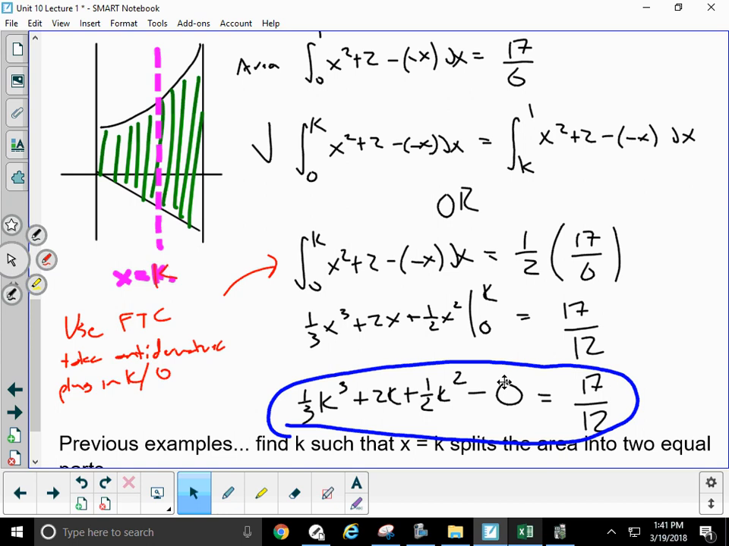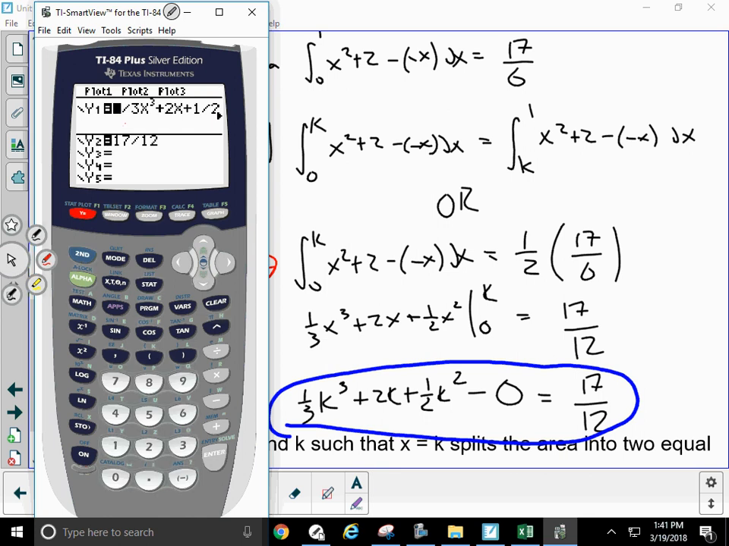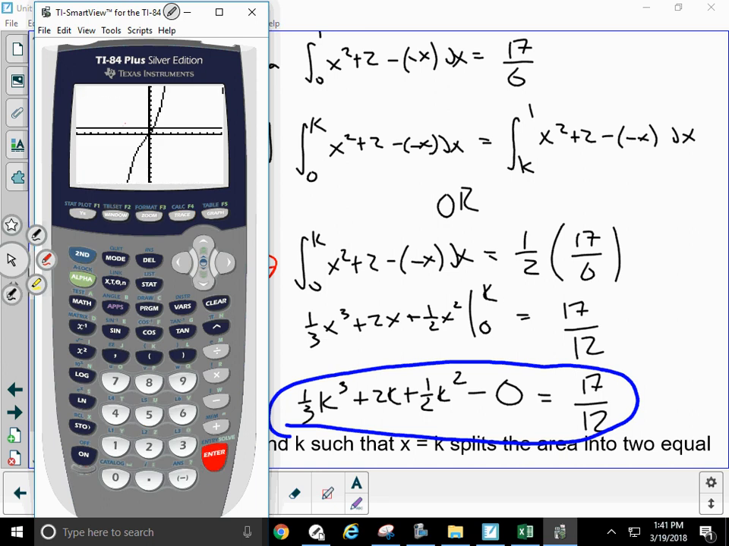Now, do you think we can solve this by hand? No. It immediately looks tremendously messy. How can I solve it if I can't solve it by hand? Our friend the calculator. Now really quickly, what do I do? We graph y equals the left side and y equals the right side. And we find the intersection. Graph, second calc, intersection. Just like finding intersections of two graphs in general.